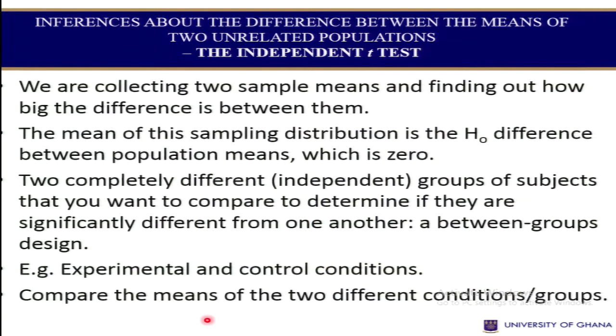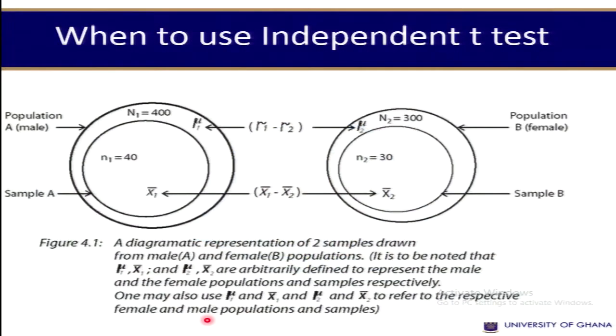So two completely different, or what we call independent groups of subjects that you want to compare to determine if they are significantly different from one another, then we have an instance of what we call the between groups design. So perhaps in a study you have two groups, an experimental group and a control group, or you have one department, maybe the business school, and a psychology department, and you compare their performance in academic writing. So these are two different groups, and all that we are doing is that we want to compare the means of these two groups. That is where the independent t-test is used. Two different groups being compared on their means.